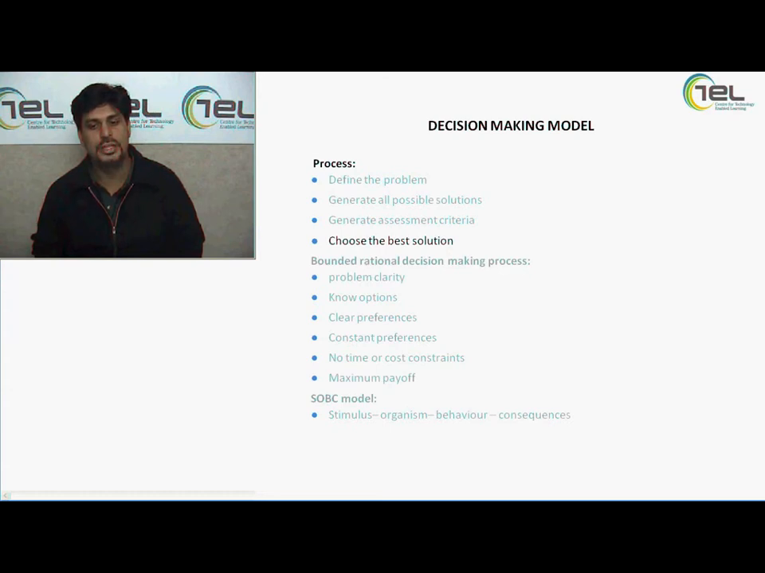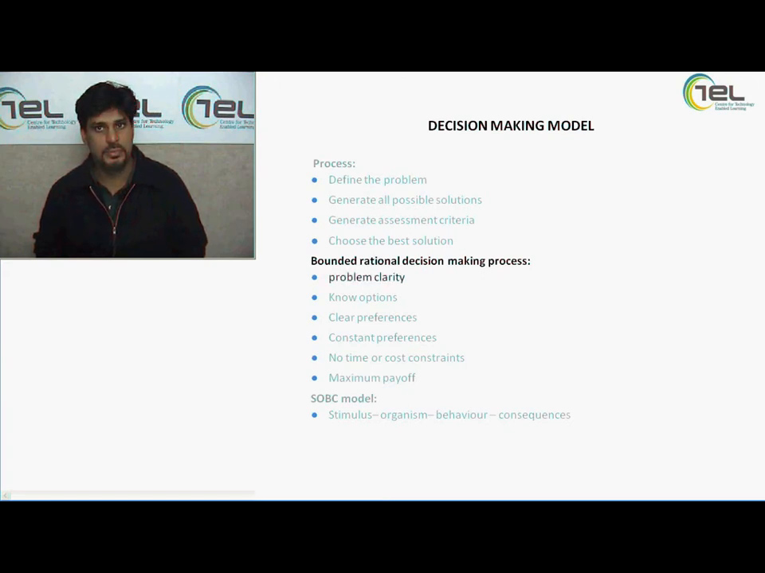We move on to the next model, which is called the bounded rational decision making process. Now, what are we looking at here? We are saying this is again a decision making model, but is bounded and is rational. That's why it's called the bounded rational decision making process. This one has 6 steps involved.